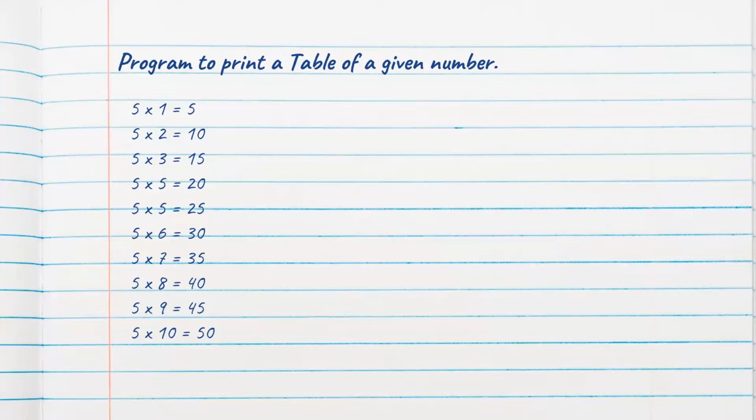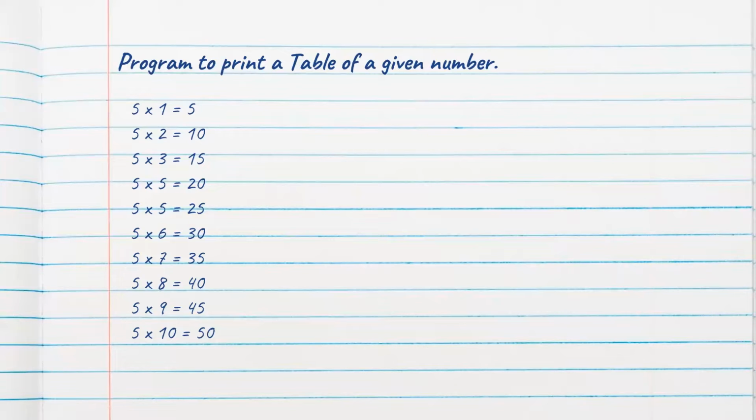So first of all, we have to identify the starting point, and in this case the starting point is going to be 1, the ending point is going to be 10, and the increment is going to be 1, and we are going to use a loop to solve this program.